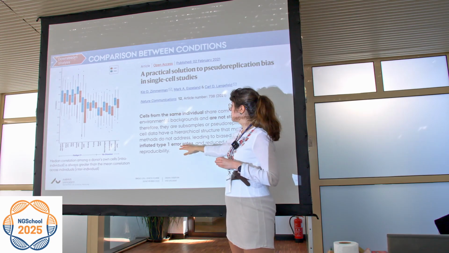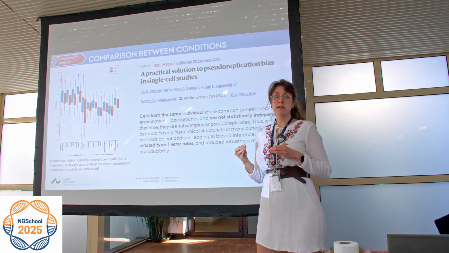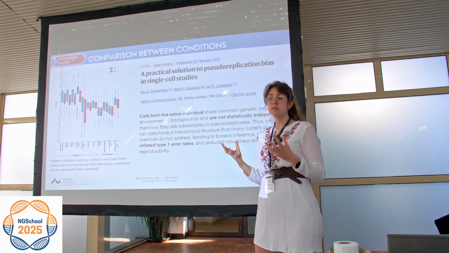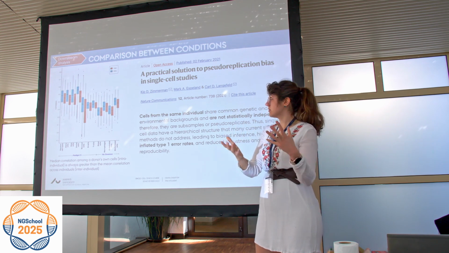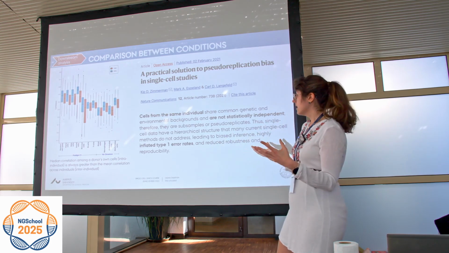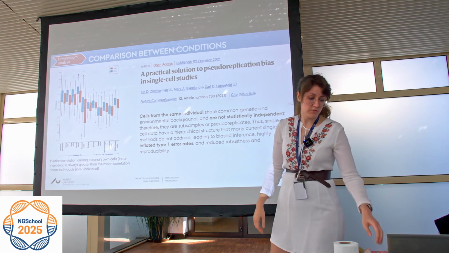What else also leads to inflated type 1 error rates is that each cell is treated as an individual sample, and therefore you have super high statistical power, because you have thousands of cells on one side and thousands of cells on another side, and you do not fulfill the requirement to be independent, and therefore you find lots of differentially expressed genes, like thousands of them.